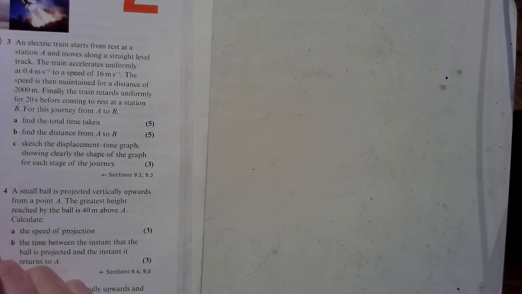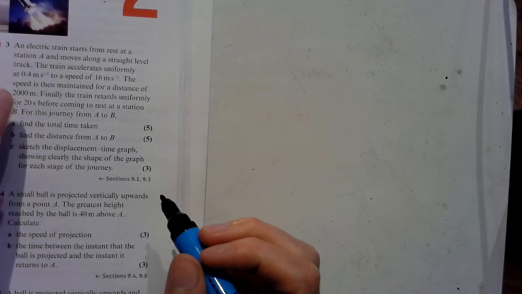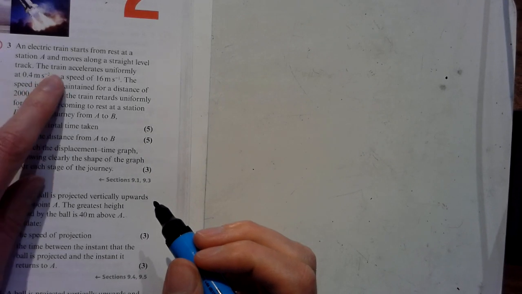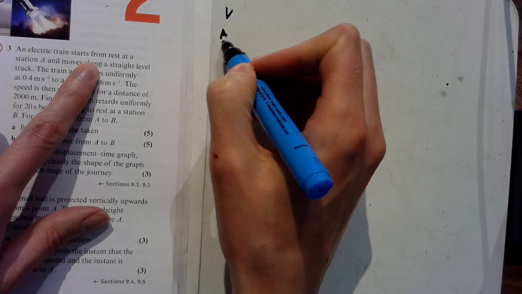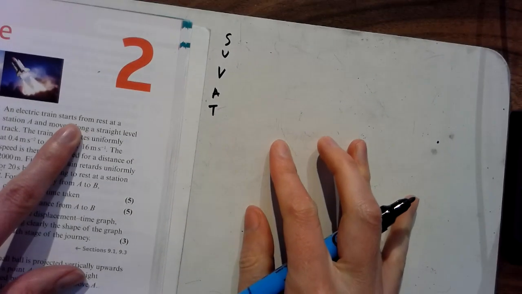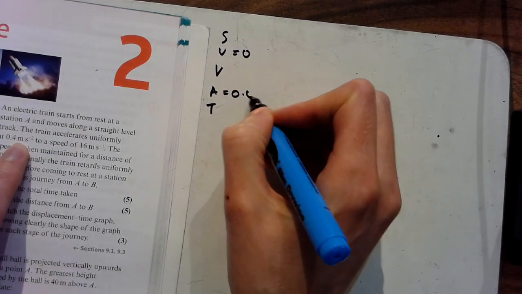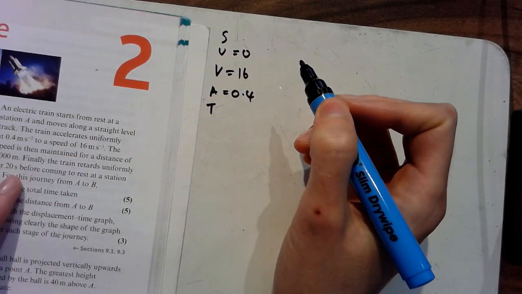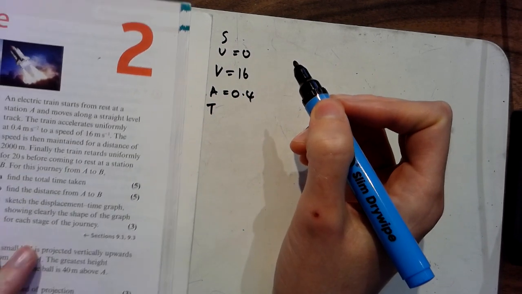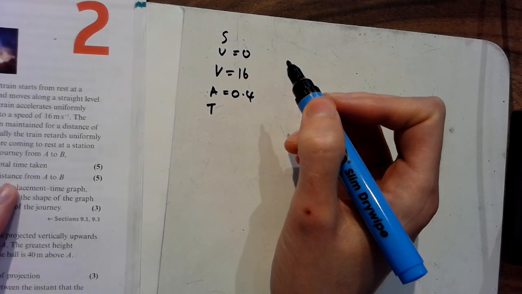Okay, so we're going to do a bit of SUVAT for this question, question 3, for each part of the journey. So the very first part, it starts off at rest. So u is 0, accelerates at 0.4 meters per second squared, and then it gets to a speed of 16. For part A, we need the total time, and for part B, we need the distance. So I might as well just do both of these at the same time.